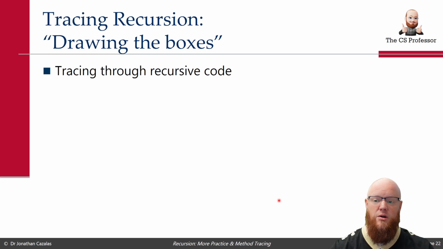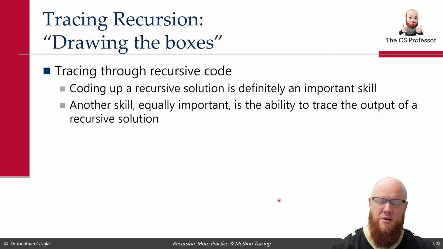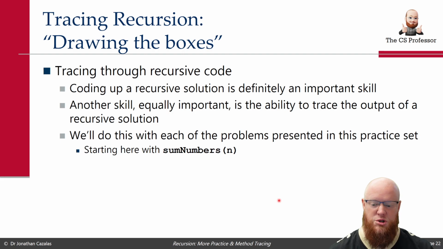Now we're going to practice something called drawing the boxes. A skill we saw previously with iteration, and a very important skill, is the ability to look at our code and trace through that code and ultimately come up with what the output should be. Well, recursion, we need to practice that skill, but now it's a little bit different. It's not as easy to just see a loop and say what happens. So I call this drawing the boxes. So coding up that recursion is important, but another skill equally, if not more important, is being able to trace through that recursion. We're going to do this a couple of times, both here in the sum numbers problem as well as on the following problem.